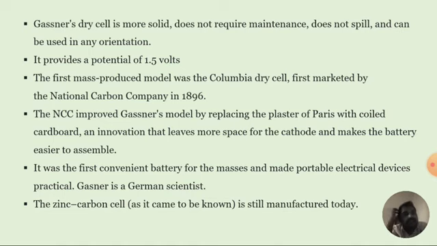The Gassner dry cell is more solid, does not require maintenance, does not spill, and can be used in any orientation. It provides a potential of about 1.5 volts. The first mass-produced model was the Columbia dry cell, first marketed by the National Carbon Company in 1896. The National Carbon Company improved the Gassner model, replacing the plaster of Paris with coiled cardboard, which leaves more space for the cathode and makes the dry battery easier to assemble. It was the first convenient battery for the masses and made portable electrical devices practical.